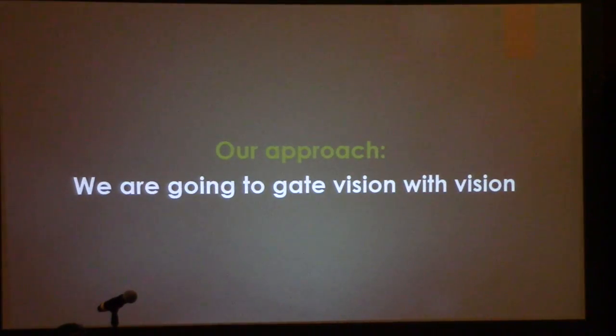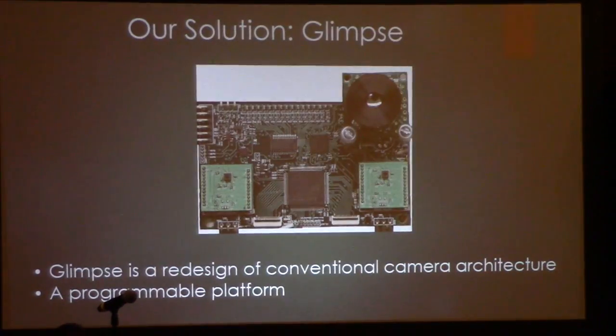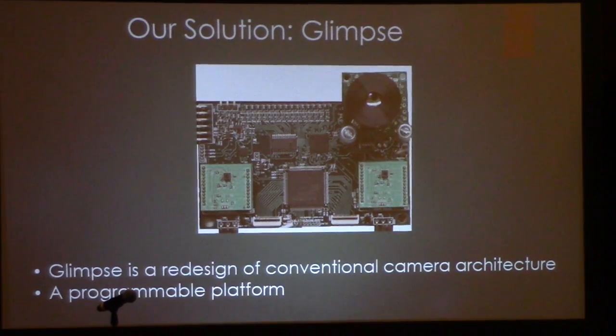Our approach, however, is to gauge vision with vision. That seems like a chicken and egg problem in the first place, but our solution is the Glimpse gating board. The Glimpse gating board is responsible for rejecting uninteresting frames as early as possible in the camera pipeline, to avoid burning too much power. Glimpse is a total redesign of the camera architecture, all the way from imagers down to processors and algorithms.